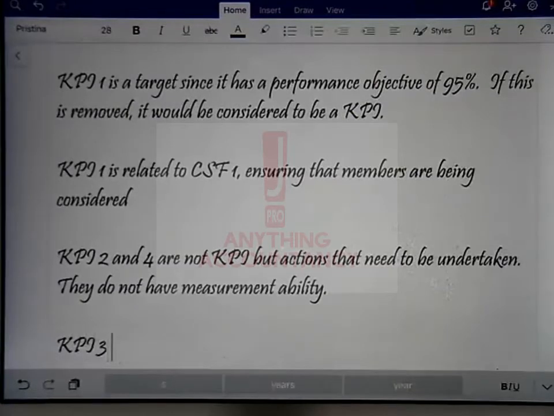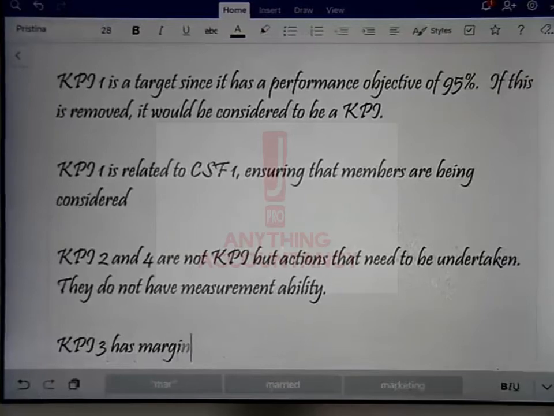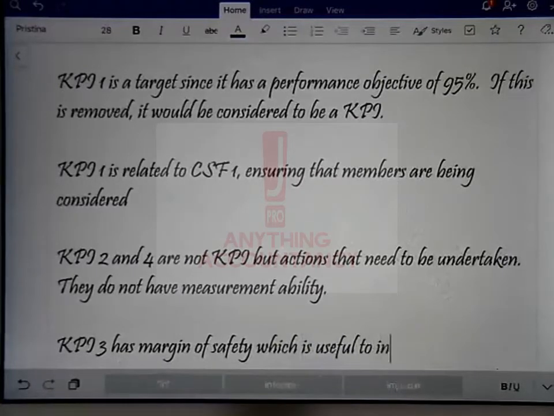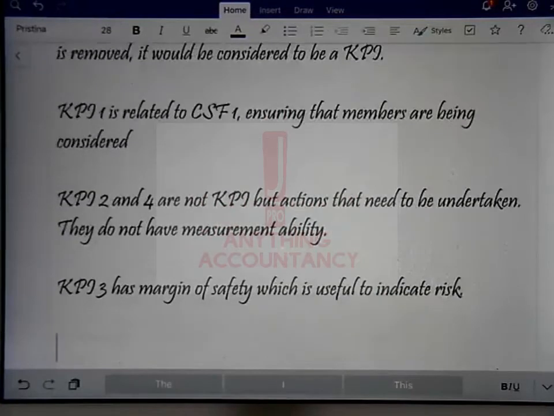KPI 3 has margin of safety, which is useful to indicate risk. Are you clear?